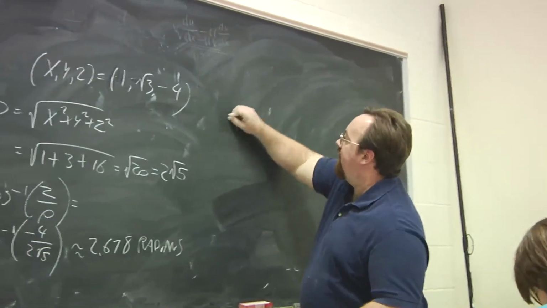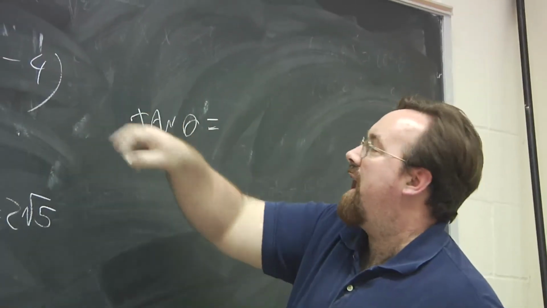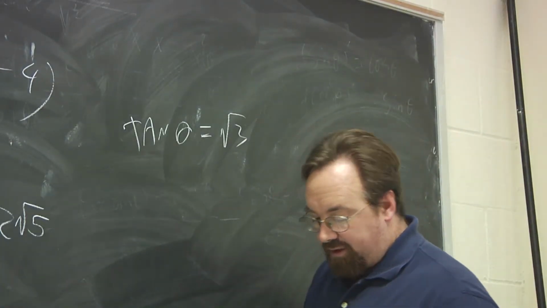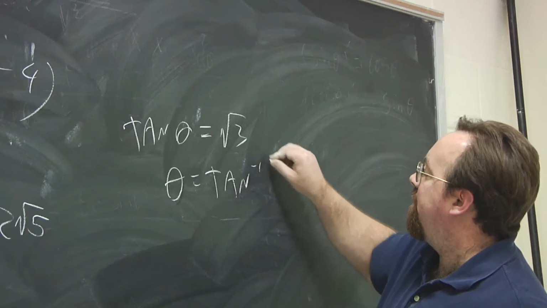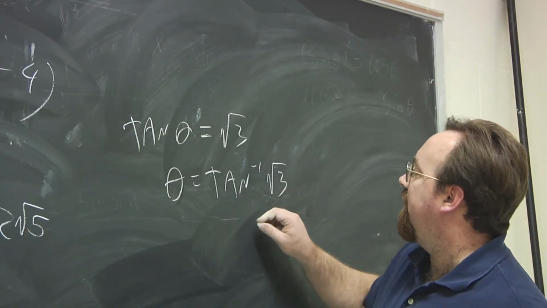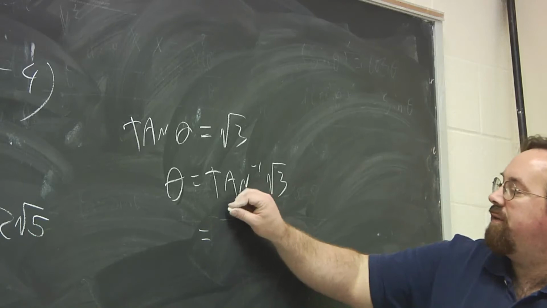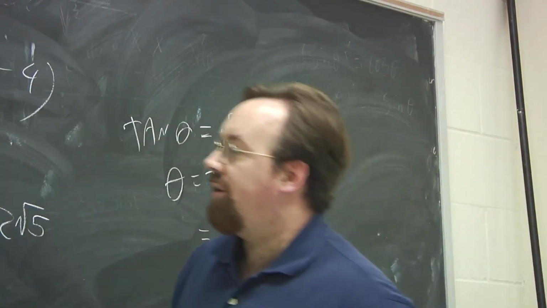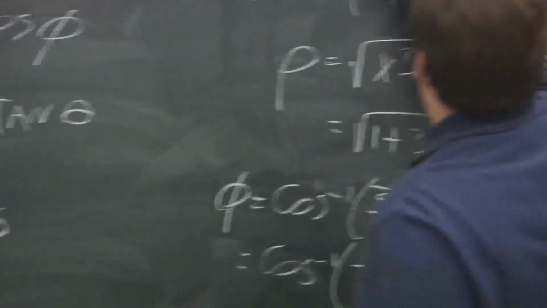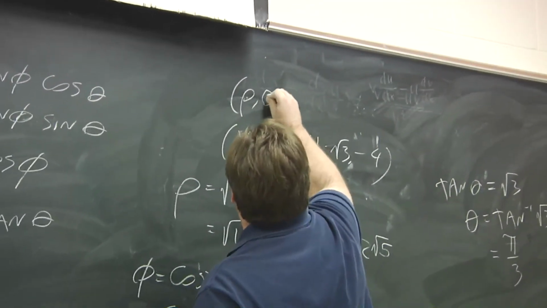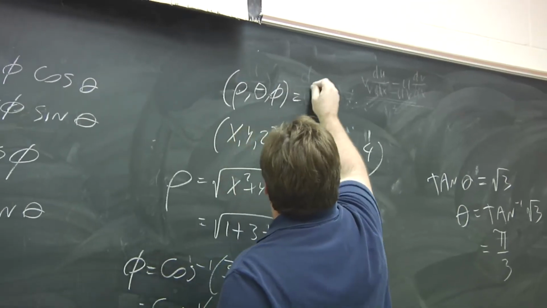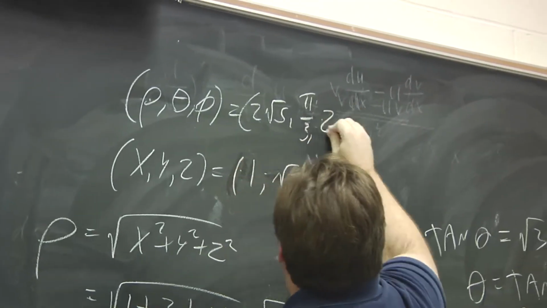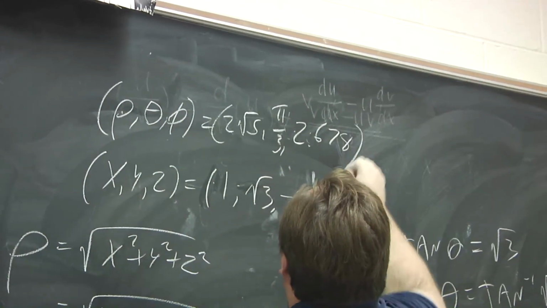Alright, so tangent of theta is y over x, which is the square root of 3. So in this case, x and y are both positive. There's no problem. We know exactly where it is. It's in the first quadrant. So theta is going to be pi over 3. So those are the spherical coordinates. Rho, theta, and phi is 2 root 5, pi over 3, 2.678 radians.